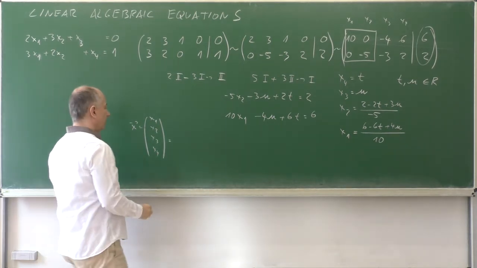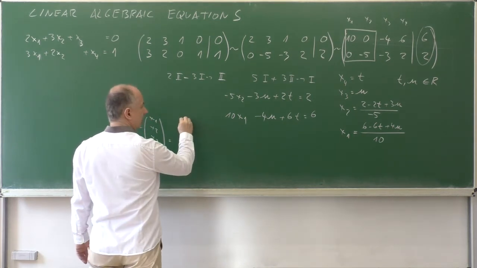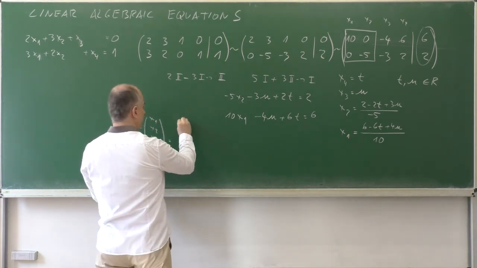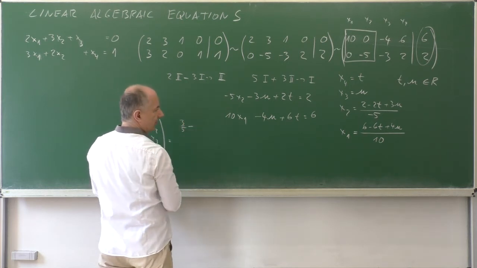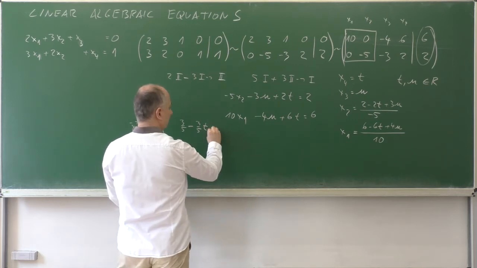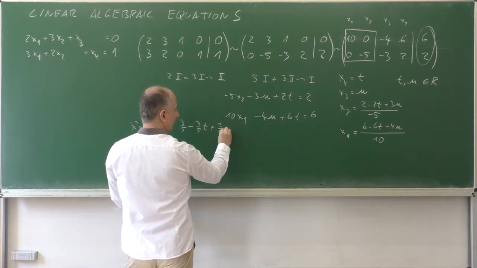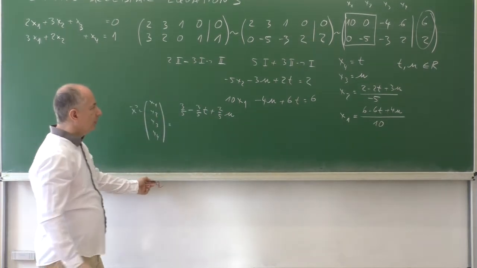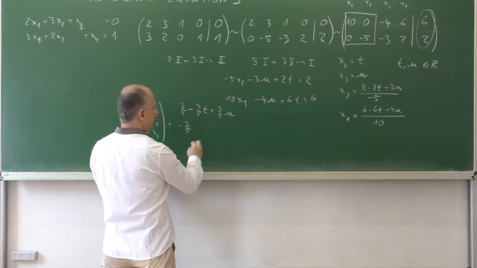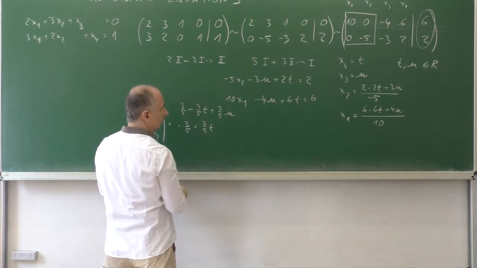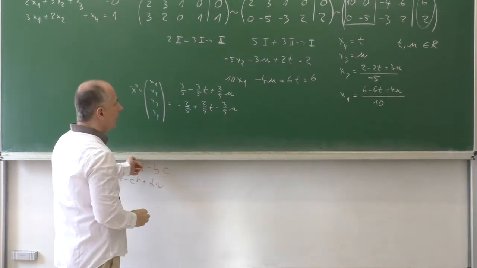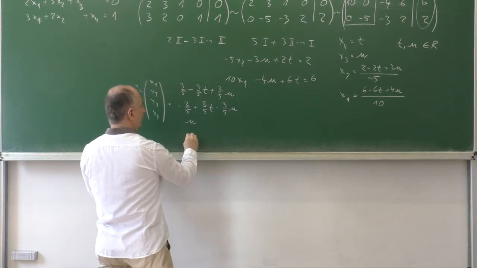And we can write these four expressions, namely, let's write it as 6 over 10, which is 3 over 5, minus 3 over 5 t, plus 2 over 5 u, that is x1. x2 is minus 2/5 plus 2/5 t and minus 3/5 u. And x3 is u alone and x4 is t alone.